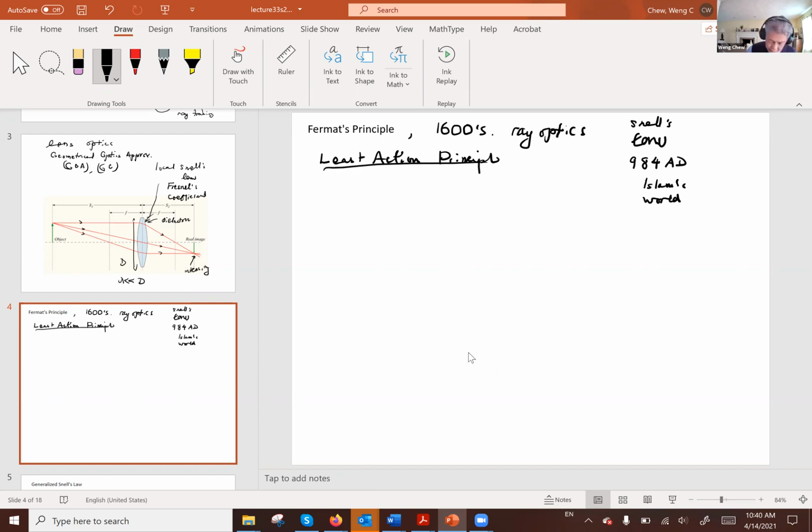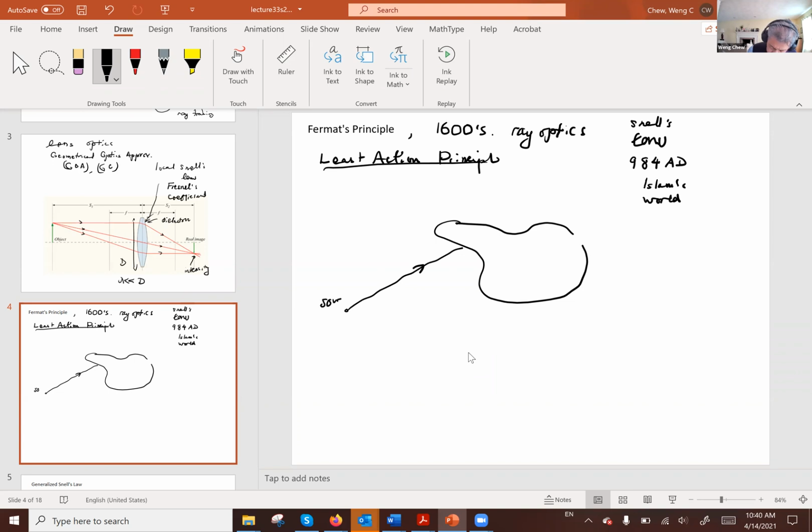It says that if I have a very complicated object, a light ray from a source is going to bounce around, or maybe in this manner. I'm just drawing a cartoon picture, and the ray takes the minimum time delay.